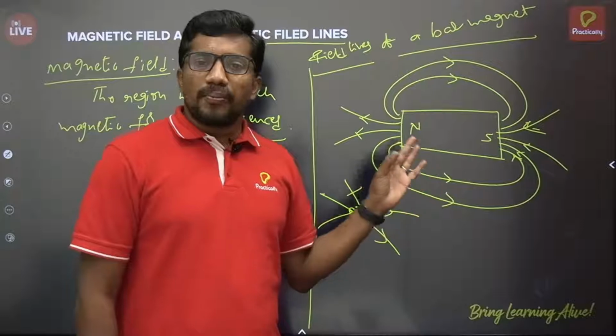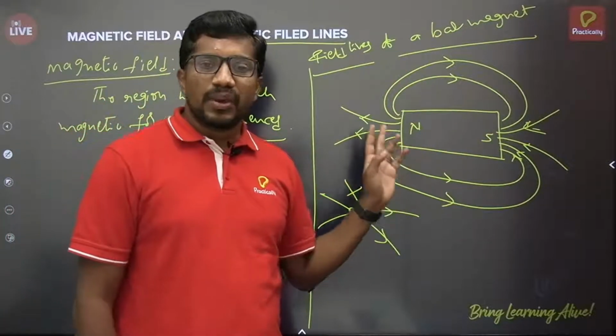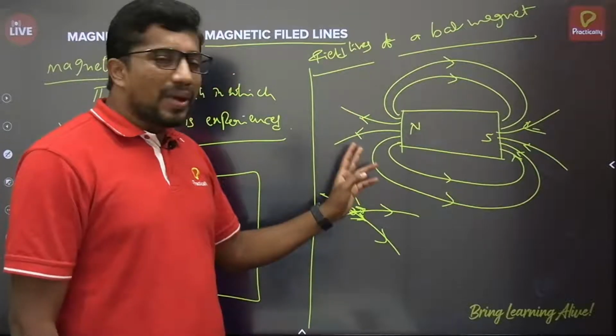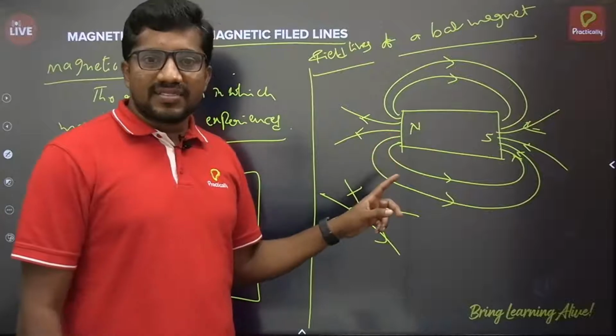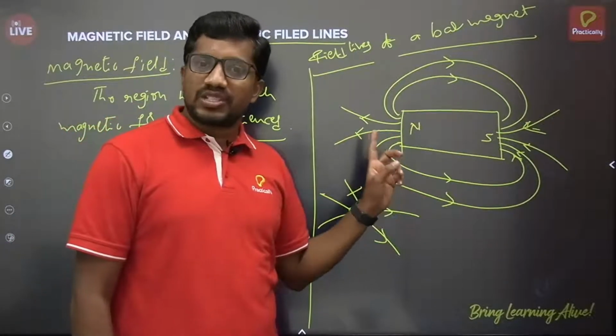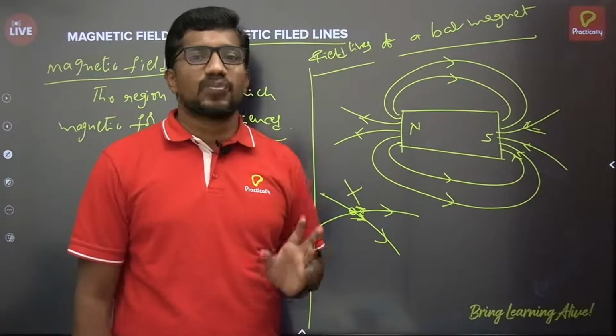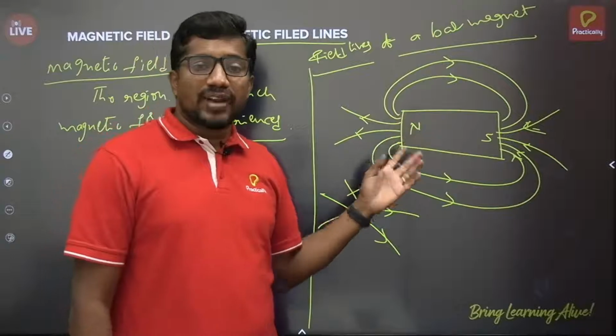Point number 2, magnetic field lines emerge from the north pole and merge at the south pole. Point number 3, any two magnetic field lines will never intersect each other, because if they intersect, then at the point of intersection, the magnetic field line will possess two directions simultaneously, which is not possible. So that's why they won't intersect.